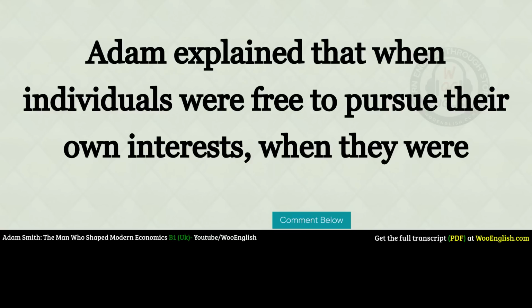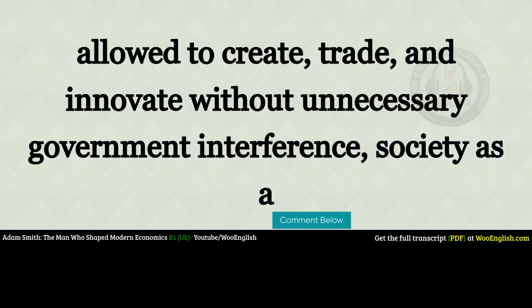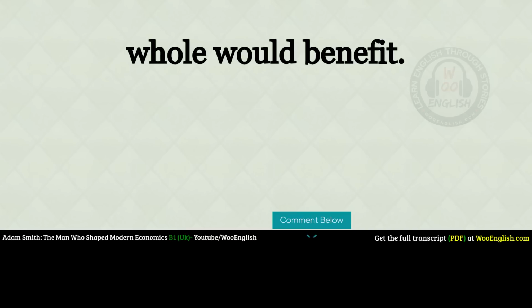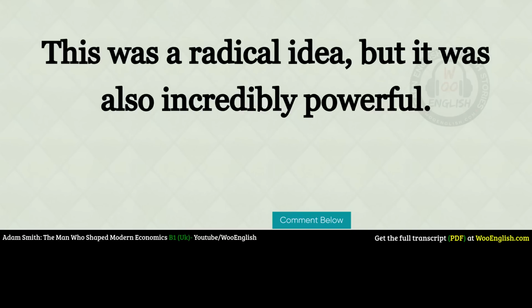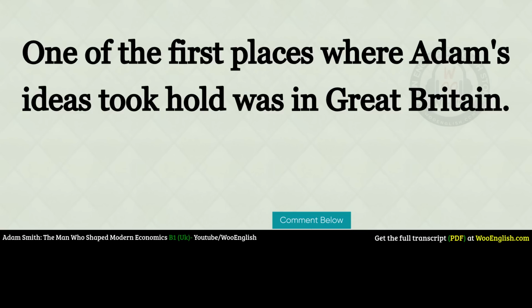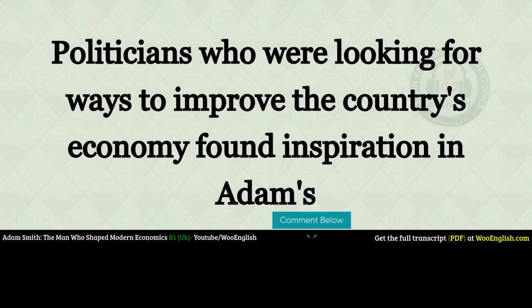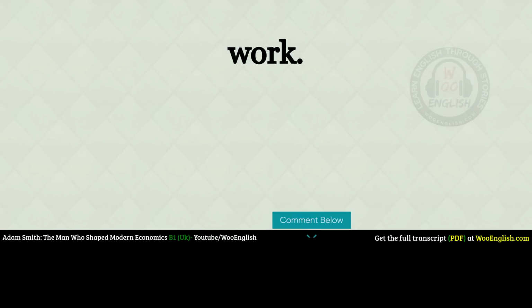Adam explained that when individuals were free to pursue their own interests, when they were allowed to create, trade, and innovate without unnecessary government interference, society as a whole would benefit. This was a radical idea, but it was also incredibly powerful. One of the first places where Adam's ideas took hold was in Great Britain. Politicians who were looking for ways to improve the country's economy found inspiration in Adam's work.